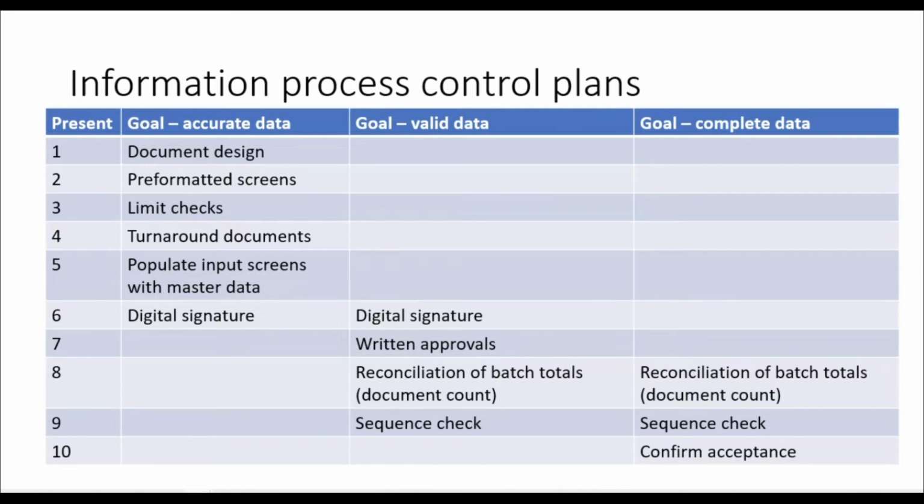Conducting reconciliations, for example, on batch totals with document counts, assist in having valid data and complete data, and conducting sequence checks assist in valid and complete data. Confirming acceptance assists in ensuring data are complete.